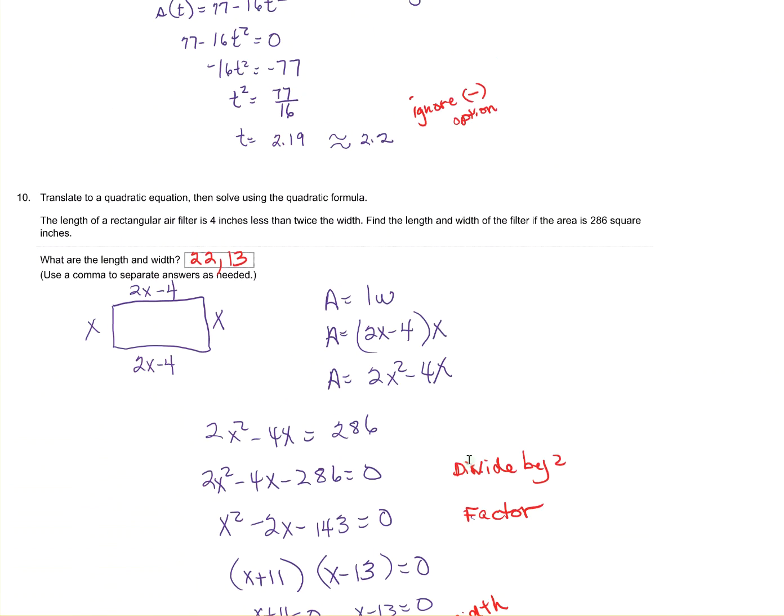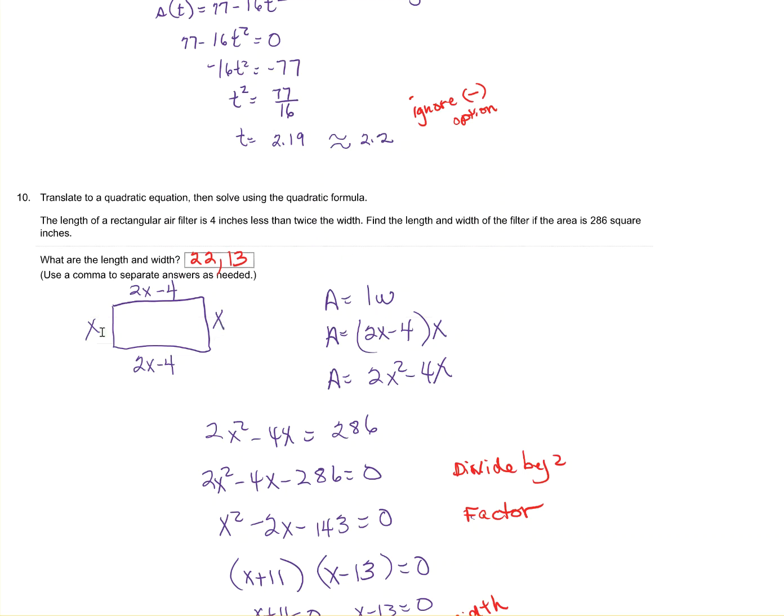All right, number 10. Number 10, I think, is our last one. Translate to a quadratic equation and then solve with the quadratic formula. So the length of a rectangular air filter is 4 inches less than twice the width. Find the length and width of the filter if the area is 286. So they gave us quite a few things. Best thing to do is to start with a picture. And everything seems to be in terms of the width.